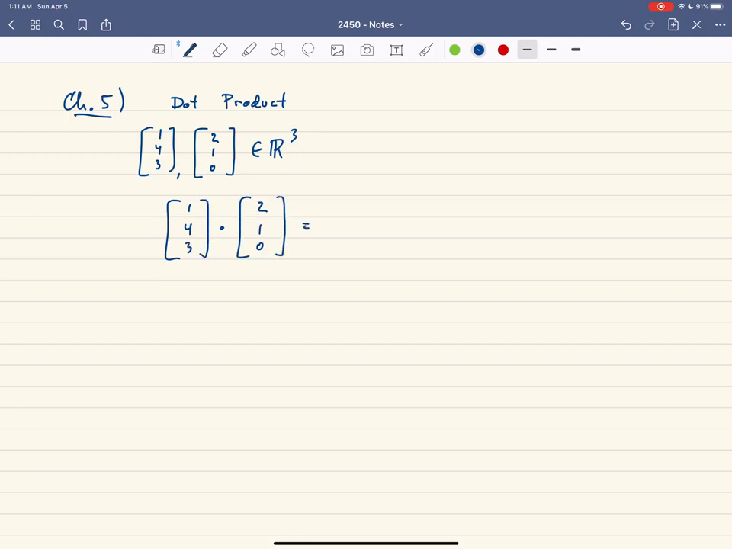And what this is, it's going to give you a scalar. What you do is you multiply the corresponding entries, and then you add all of those up. Okay, so we're going to end up with 1 times 2 plus 4 times 1 plus 3 times 0. So in our case, we get 6. Okay, and that's the dot product. This dot product gives us some nice information about vectors.